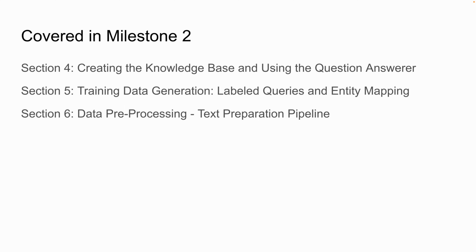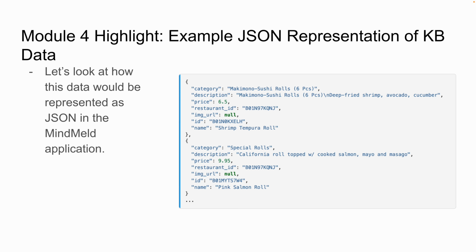I'm now going to go over some highlight slides to illustrate a little bit of what was done in Milestone 2. Here in Module 4, I provided an example of the JSON representation for knowledge base data. With the sushi rolls, you can see the category, the description, what restaurant it came from, if it has an image URL, and the ID or unique identifier for this particular entry.